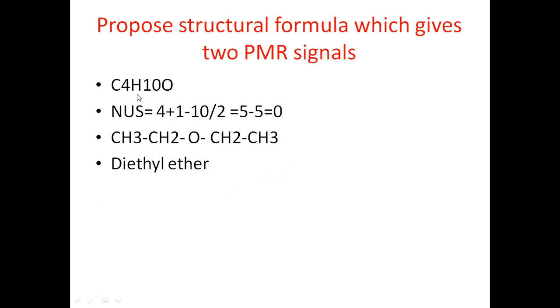Now C4H10O. Number of unsaturations: 4 plus 1, 5, minus 10 upon 2, 5. So 5 minus 5 is equal to 0. No unsaturations are there. So the possible structure may be diethyl ether.